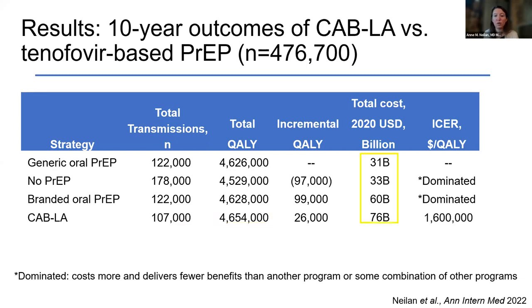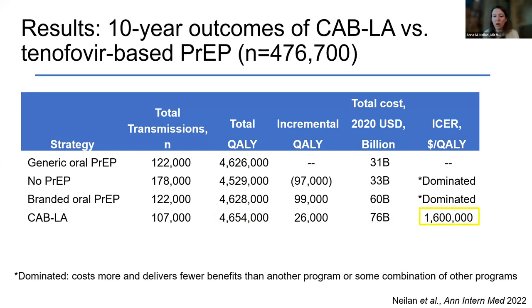Costs totaled $31 billion for no PrEP, $33 billion for generic oral PrEP, $60 billion for branded oral PrEP, and $76 billion for CAB-LA. Despite fewer side effects, branded oral PrEP would cost more per QALY gained compared with other options, which we call dominated. And I hope that is right.